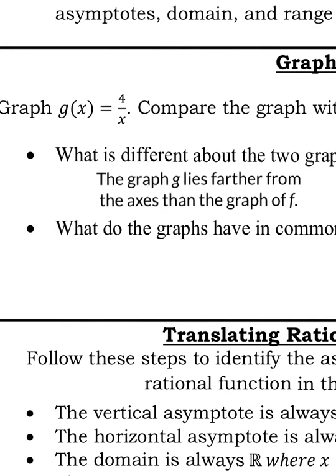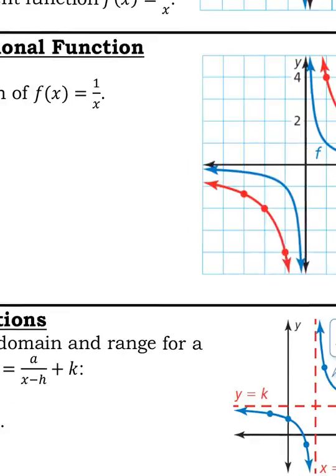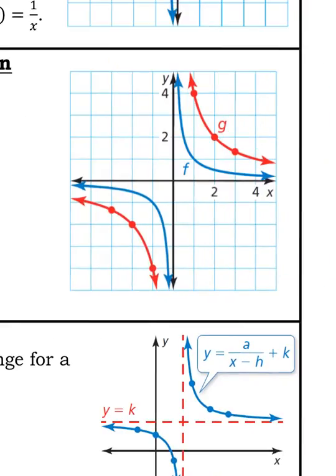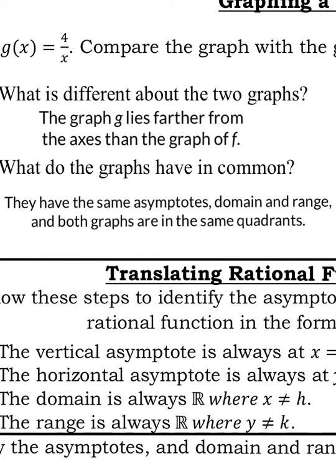So what do they have in common? Pretty much everything I just introduced to you in the definitions, meaning they have the same asymptotes. That's the biggest thing. If they have the same asymptotes, then they have the same domain and range. And just for the sake of it, they're in the same quadrants. If you recall your quadrants, the quadrants go 1, 2, 3, and 4. So they're both in quadrants 1 and 3. That's what I officially wrote down: they have the same asymptotes, domain and range, and both graphs are in the same quadrants.